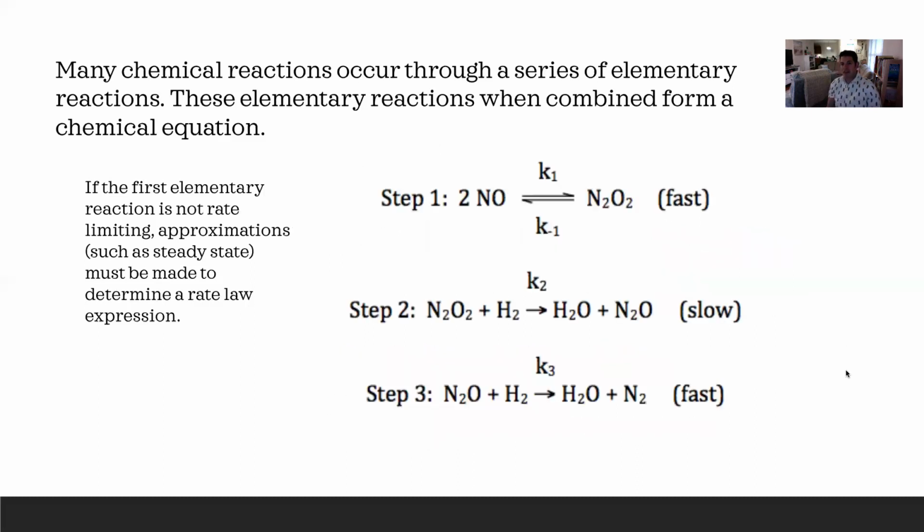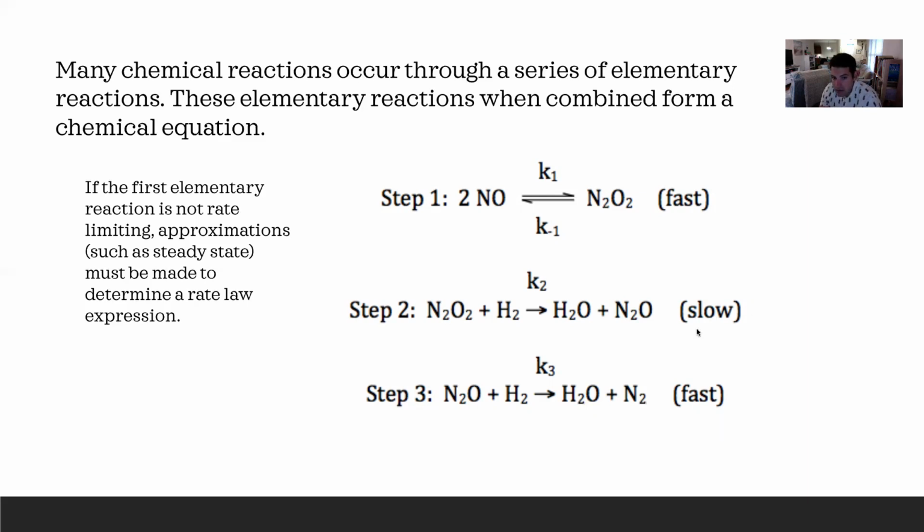All right, so here is a nice example that we can look at. All right, we have 2NO forming N2O2. It's a fast equilibrium, step one. Step two, N2O2 plus H2 forming H2O plus N2O. This is a slow step. And then step three, N2O plus H2 forming H2O plus N2. This is a fast step.